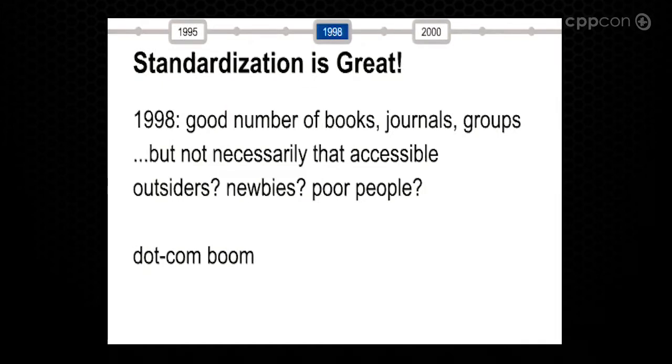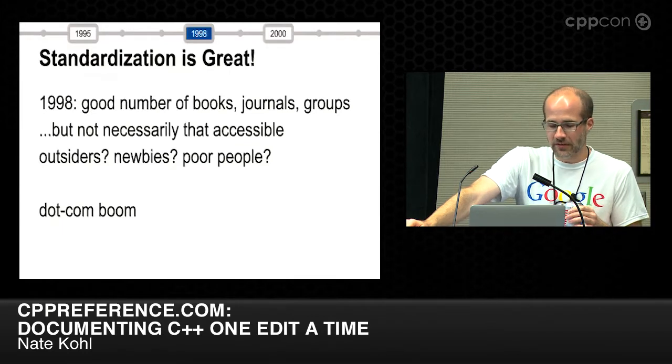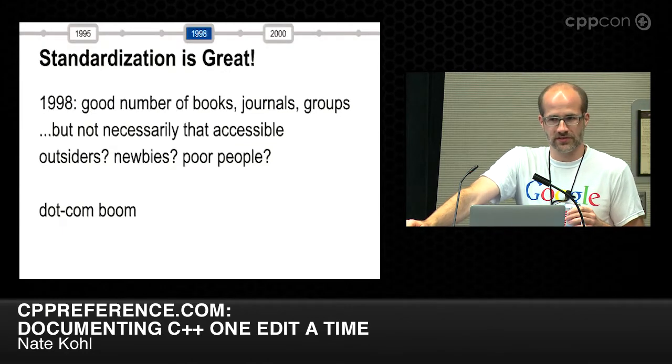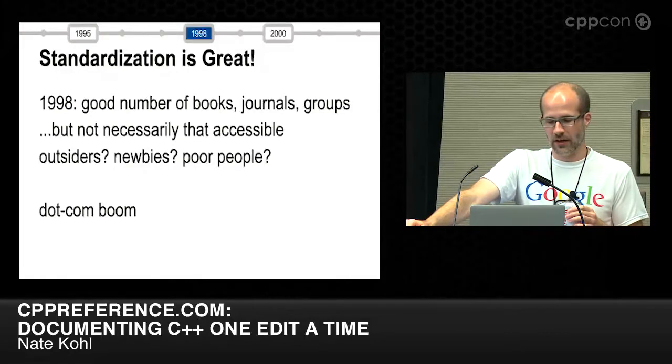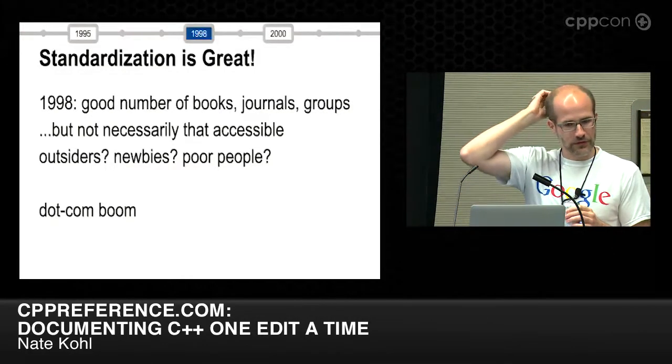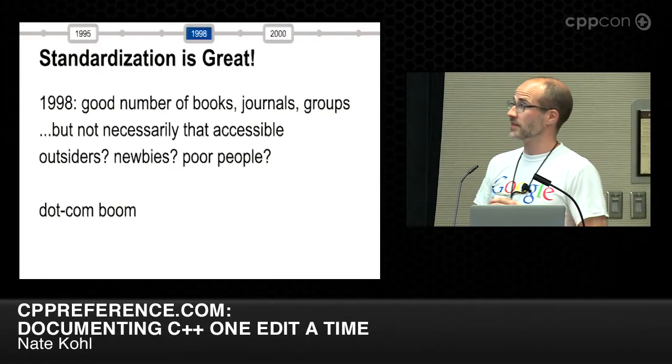So that takes us up all the way to maybe around 1998. It's kind of a whirlwind timeline of what exactly happened with C++ standardization and documentation. And around 1998, when there finally was the first ISO standard, there were a fair number of books and journals and user groups that were devoted to C++.